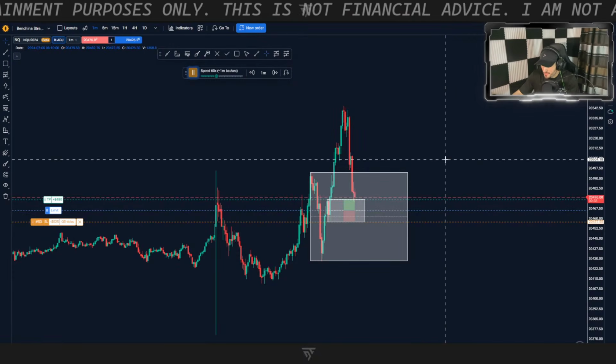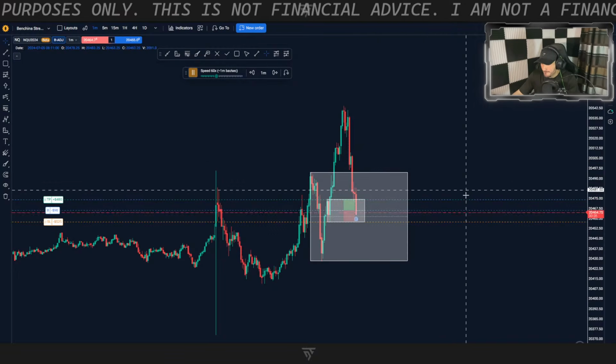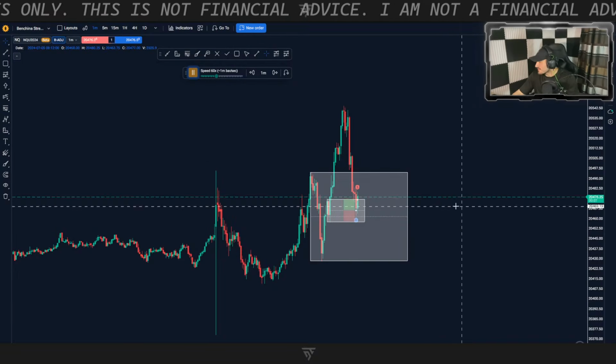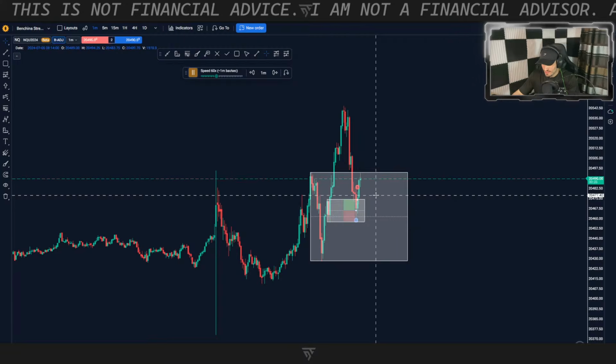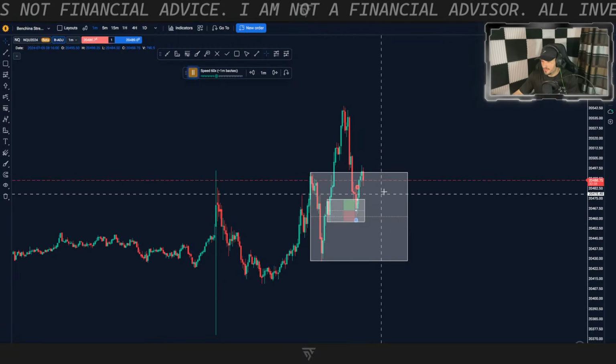Interesting bearish volume coming into that zone. We are tapped and we delivered. Bang on. Bang on. Ow, that hurt.